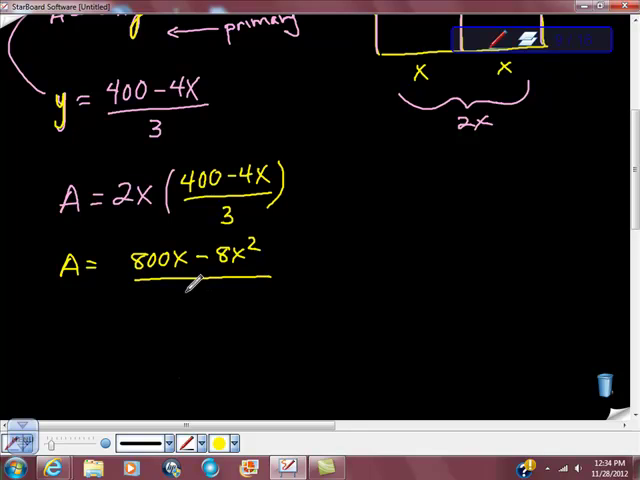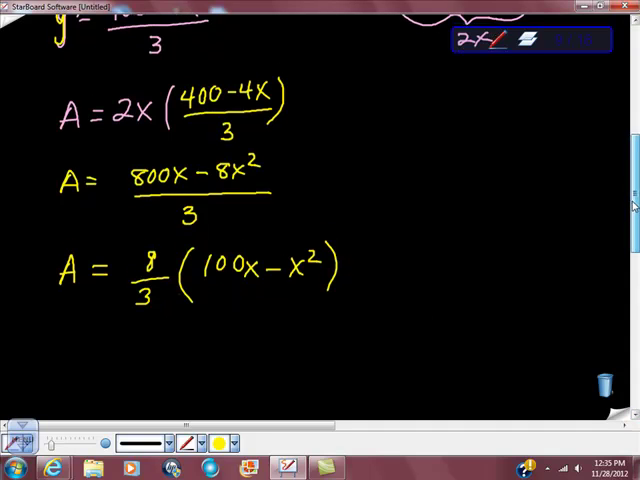Now, I'm looking at this, and I'm going to want to differentiate this, I think. So I'm going to rewrite this one more time, and I apologize, but I'm just figuring this out. I'm going to take this 8/3 and factor the 8 from here and here, times 100x minus x squared. I think that's good math.